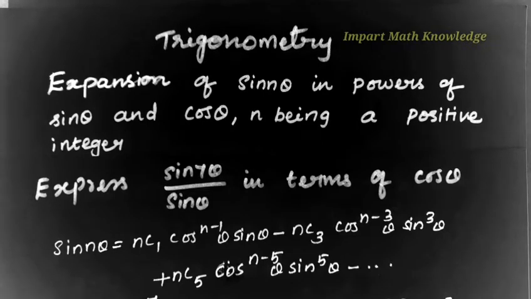First, you write the formula for sin nθ, that is sin nθ is equal to nC1 cos^(n−1)θ sin θ minus nC3 cos^(n−3)θ sin³θ plus nC5 cos^(n−5)θ sin⁵θ minus etc.